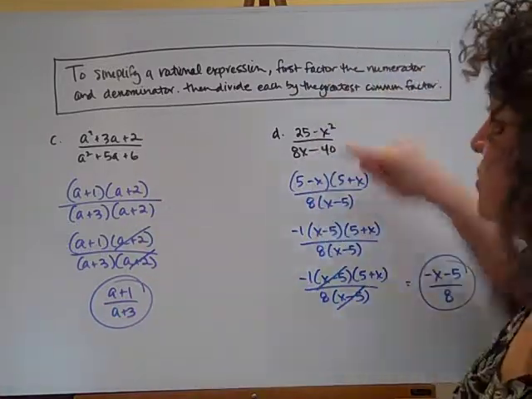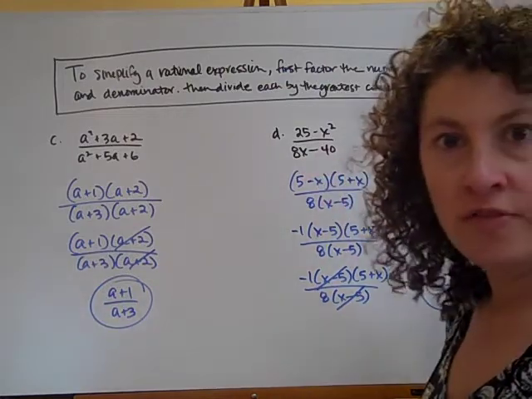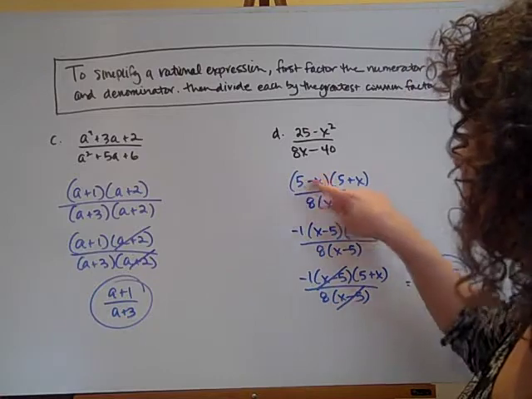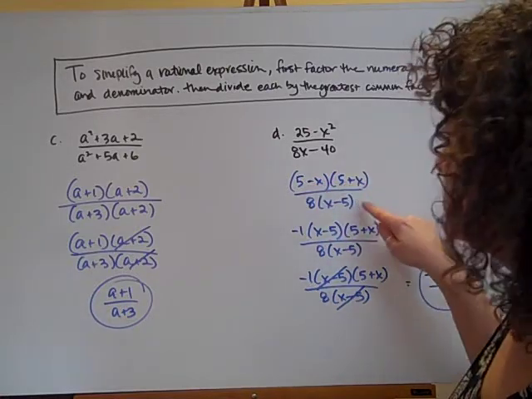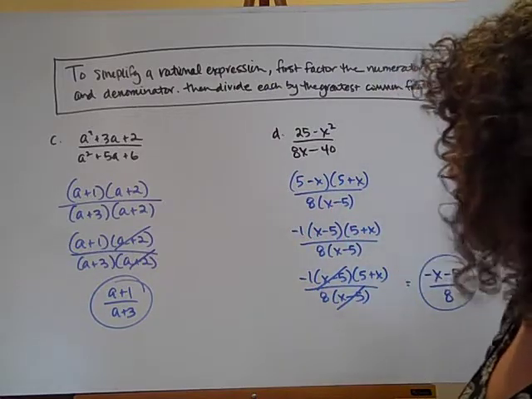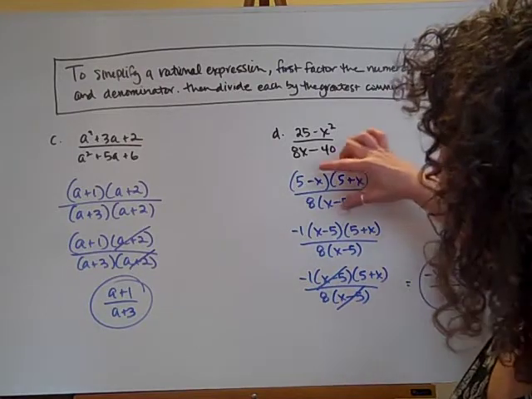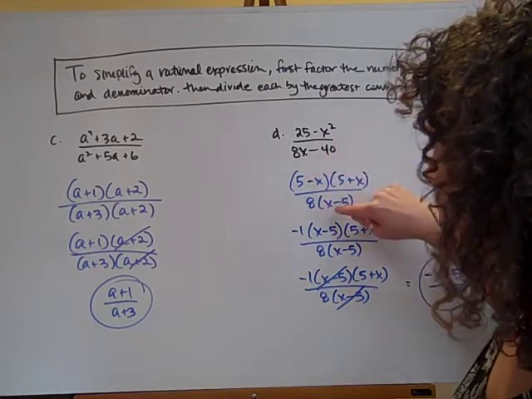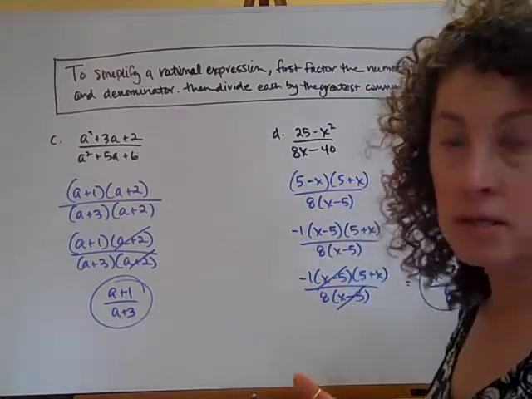And the last one, I have 25 minus x squared over 8x minus 40. So again, I'm going to factor each of those polynomials. I have 5 minus x and 5 plus x in my numerator, and 8 times x minus 5 in my denominator. So I don't have any factors specifically in common, but I do notice that this 5 minus x and this x minus 5 are opposites of each other. If I added them together, I would get 0.